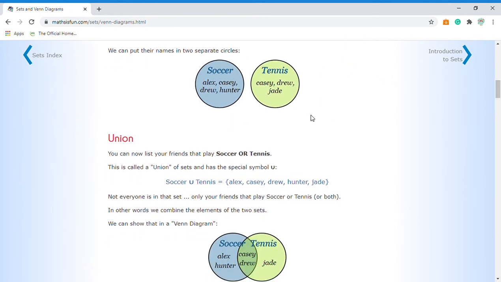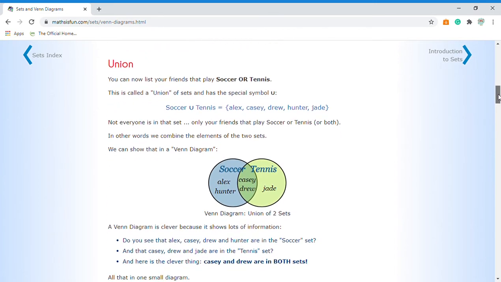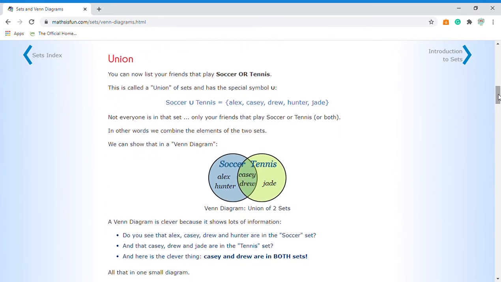We're not going to focus too much on sets, but we are going to focus on this part where we say, we can put their names in two separate circles. This set of friends like soccer, and this set of friends like tennis. So you have put them in two circles. It's kind of like you are putting them in columns to show what your friends like, to show what makes those sets a bit different.